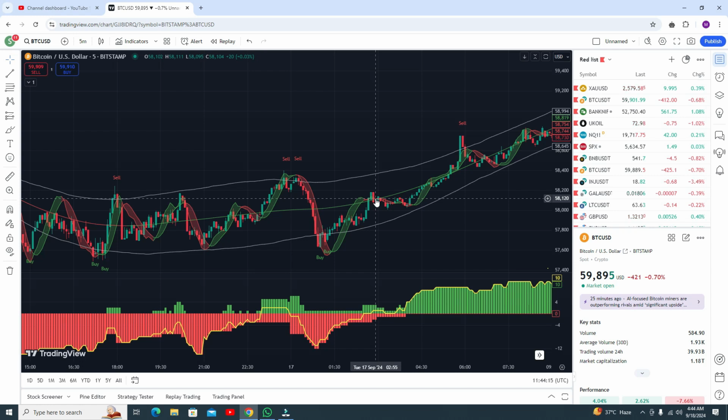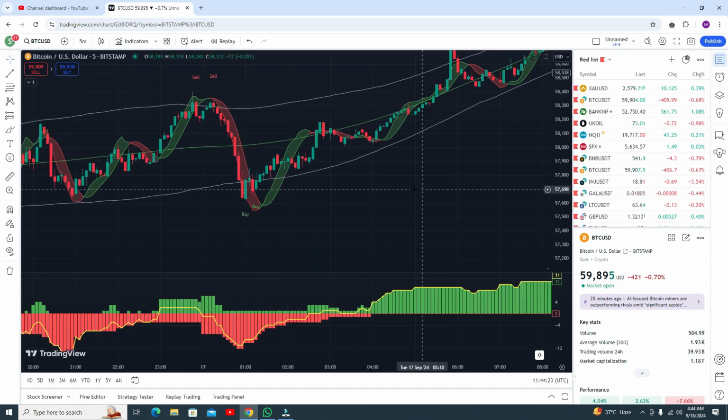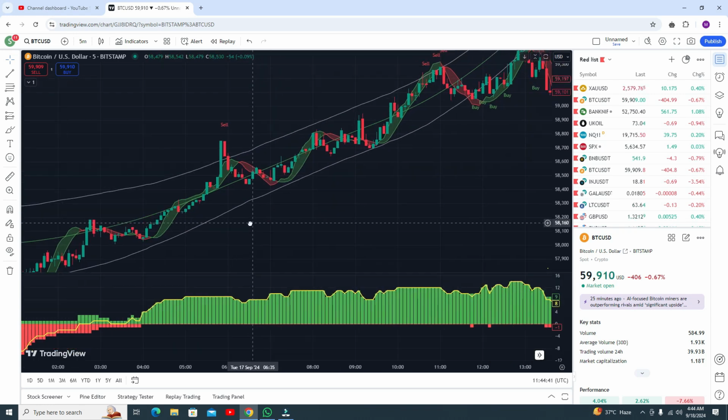Why? Because if we go for the buy trade from this point to that point, then definitely that was your good profit. But from this point, if you go for the buy trade, then definitely your take profit is too small. So I do not recommend this one. Okay, let me show you more details here.